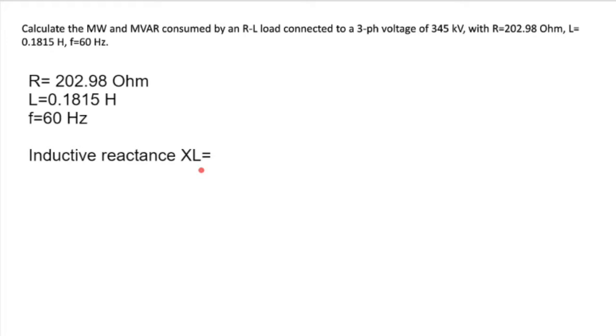Next step is to calculate impedance. Z is the square root of R squared plus XL squared. Tell me the value of this one.